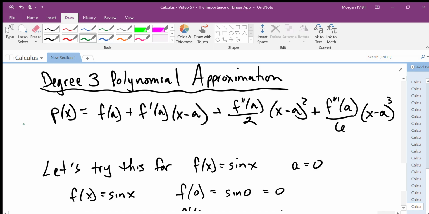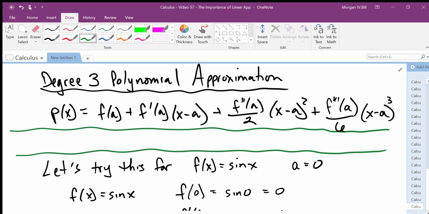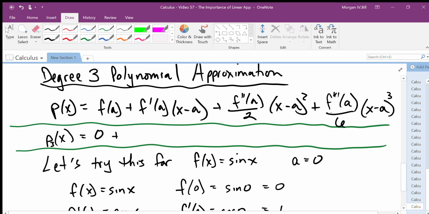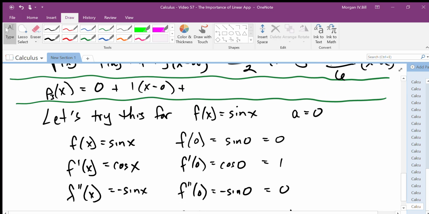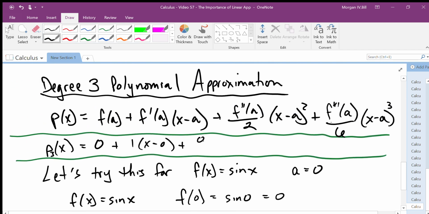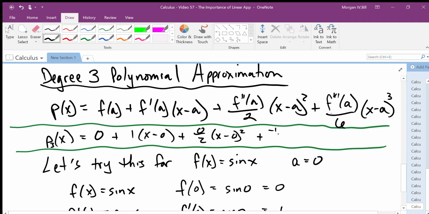And let's see if I left myself any room here or not. I'm going to try and squeeze it in right here so we can kind of watch what happens. So the polynomial approximation, p of x, degree 3 polynomial, you might see like p3 of x to denote that this is a degree 3 polynomial approximation. F of a, that was 0, plus f prime of a. F prime of a is 1 times x minus 0, plus f double prime of a, that would be 0, over 2 times x minus 0 squared, plus f triple prime of a, that would be negative 1, over 6 times x minus 0 to the third.